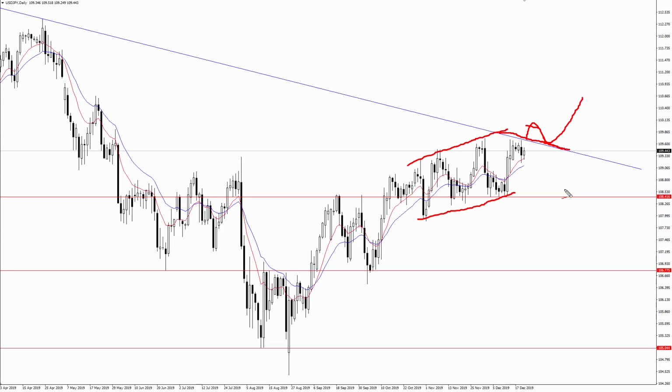I also think that as of right now, there's nothing to do here as long as we see this sideways consolidation persist. I don't want to get chopped up in this. I would rather wait for a breakout either below this 108.40 area or above this trendline resistance.